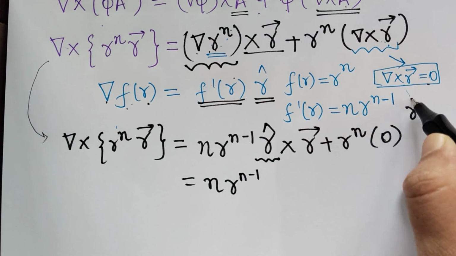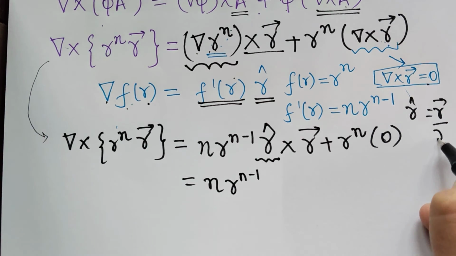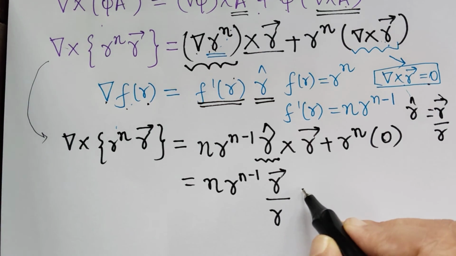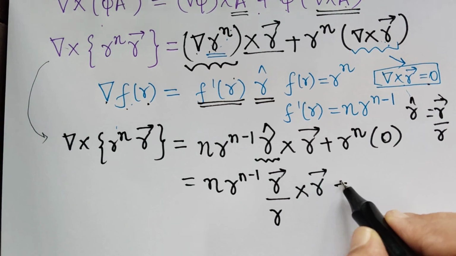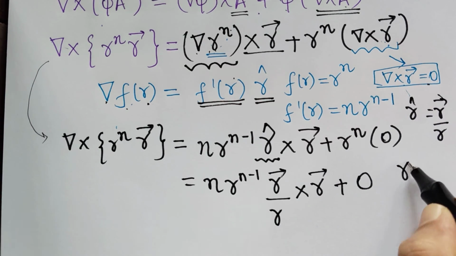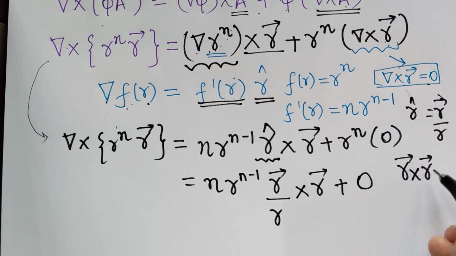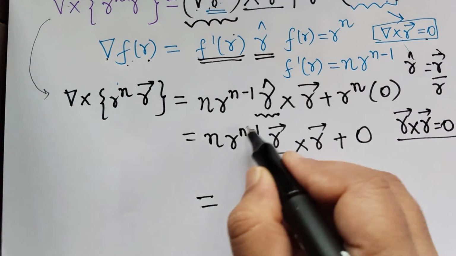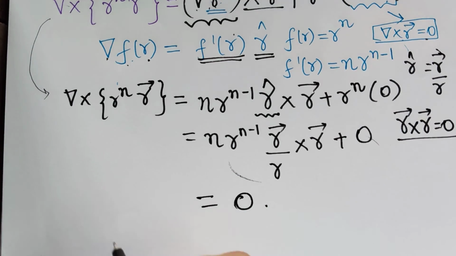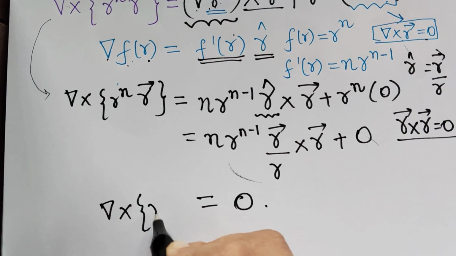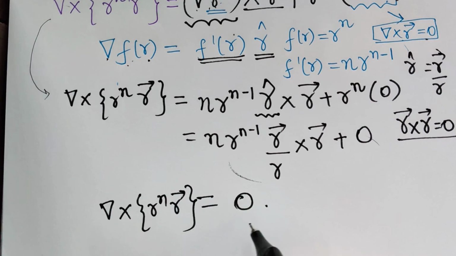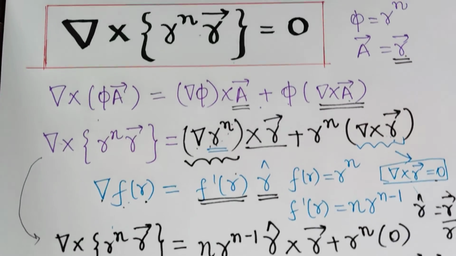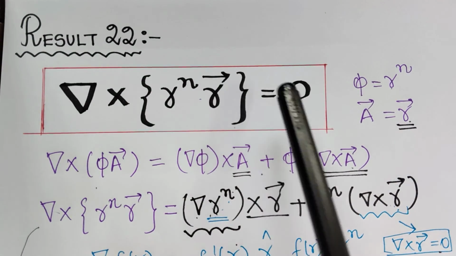Further, this will be equal to n r to the power n minus 1 and r cap. We know that r cap is r vector divided by r. So we shall apply that over here. It is r vector divided by r, cross product with r vector, plus this is 0. But we know that the cross product of the same vectors is equal to 0. So applying that over here, we get this to be completely equal to 0. Therefore del cross r to the power n r vector is equal to 0. So with this we are done with our proof. That is, we have proved that del cross r to the power n r vector is equal to 0.